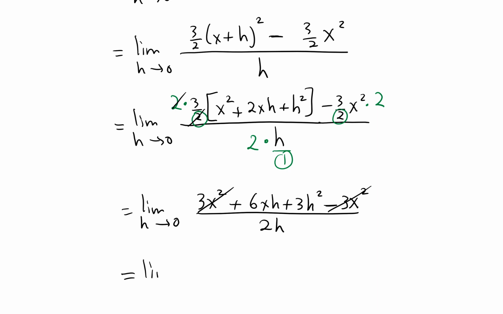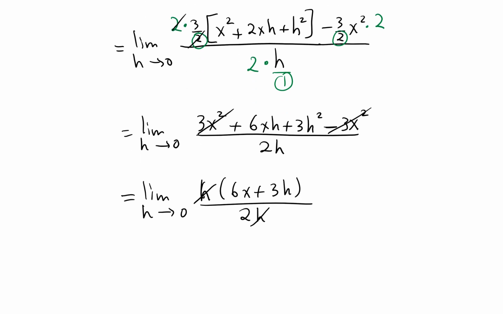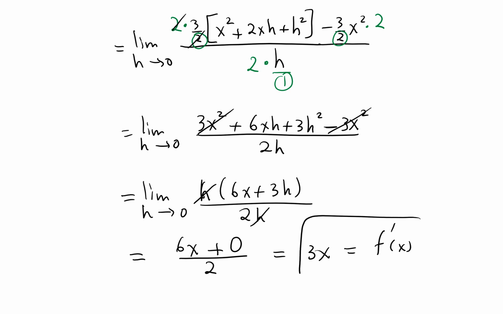To finish this up, we factor an h out: 6x plus 3h over 2h. The h cancels out. As h goes to 0, you get 6x plus 0 over 2. That's 3x. That's f prime of x. Later on, you will learn a shortcut. With one step, you'll be able to find this.